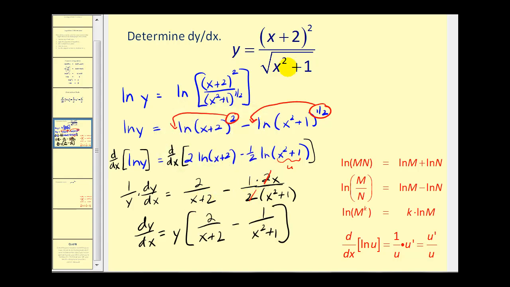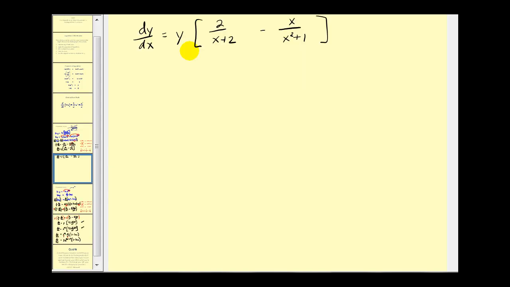Now depending on your instructor, you may be able to leave your answer in this form. However, we know what y is equal to because that was the given function, so we could replace y with this quotient to have everything in terms of x. Let's go ahead and show this on the next screen. Let's go ahead and replace y with the function. So we'd have dy/dx equals the quantity (x plus 2) squared over the square root of x squared plus 1, or the quantity (x squared plus 1) to the 1/2 power, times the difference of these two fractions.